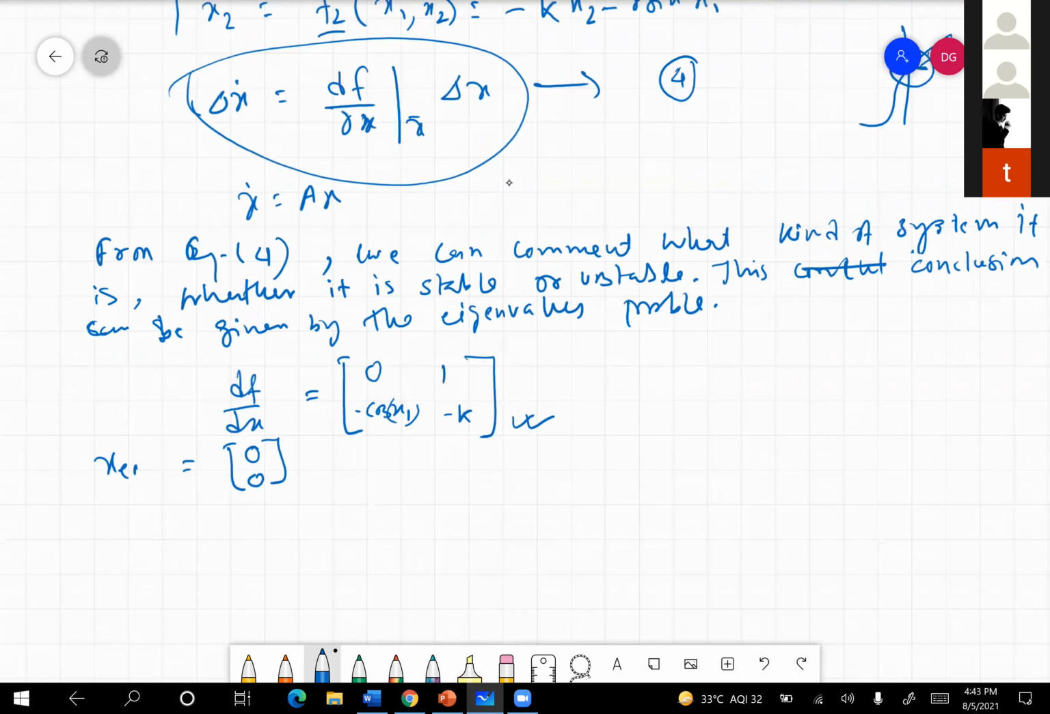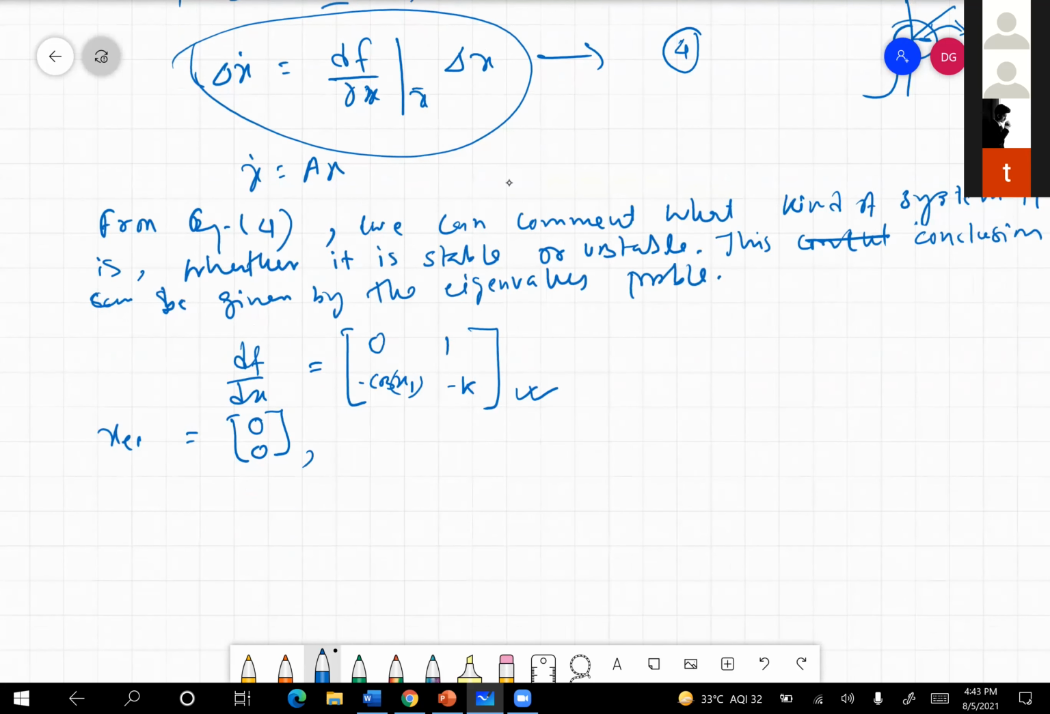So it is 0, 0. So now at this point, we can write our A matrix as 0, 1, minus 1, and minus k. This is the condition where, if you see, 0, 0 is the equilibrium point where my pendulum is vertically down. This is the 0, 0 equilibrium point. This is 0, pi and 0. So I have two equilibrium points.